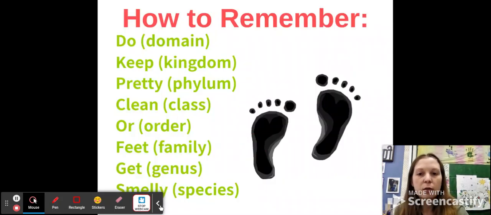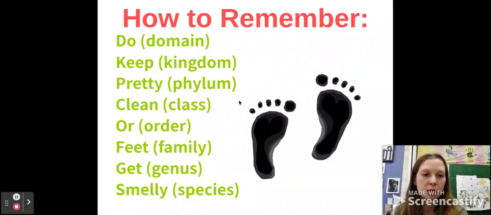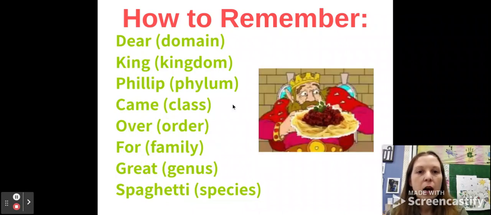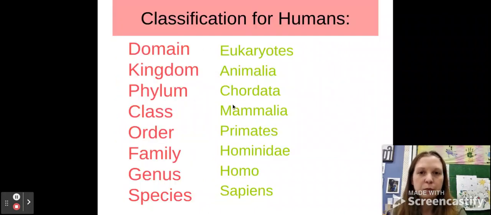So how you can remember this process or this order is "Do keep pretty clean or feet get smelly." And that gives you the first letter of each level of classification here. Another way is "Dear King Philip came over for great spaghetti." So you can look at a couple different acronyms here to help you remember those.